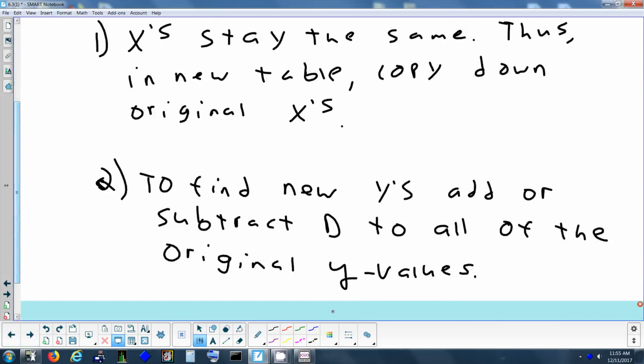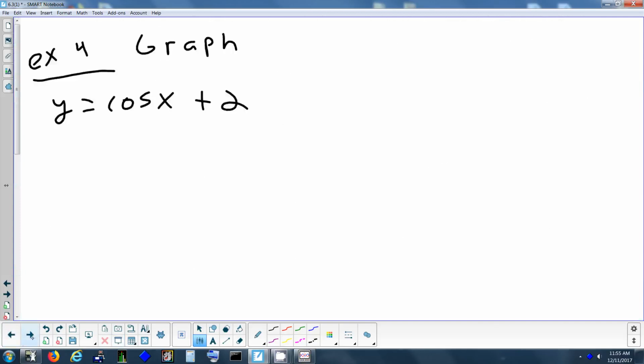And so we'll finish up with 2 vertical shifts. We'll do one up, one down. And one of them I'll do with sine, one of them I'll do with cosine. Okay, so let's start with the cosine.